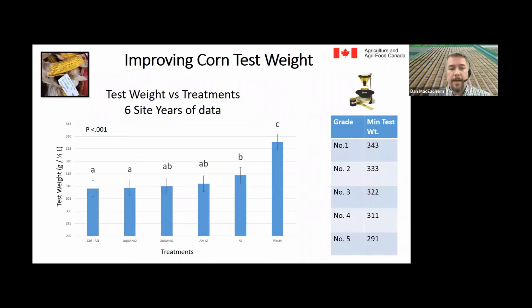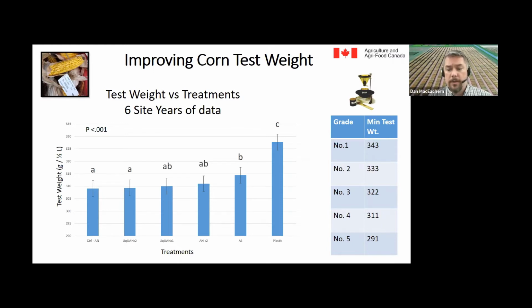So if we look at test weight versus the treatments, we have 6 site years of data here, and we see that the plastic treatment was significantly greater than all other treatments, so a significantly higher test weight. And that was followed by the ammonium sulfate treatment, which provided higher test weights than the control treatment, as well as higher than the liquid UAN with a split application. And there was a trend of it being higher than the other 2 treatments.